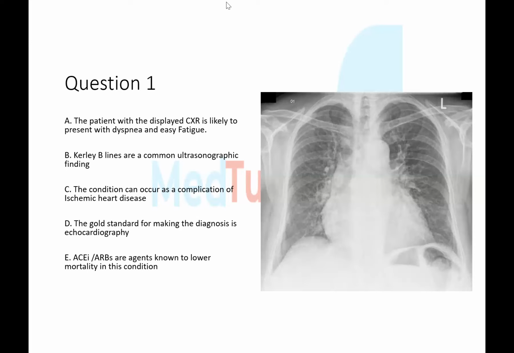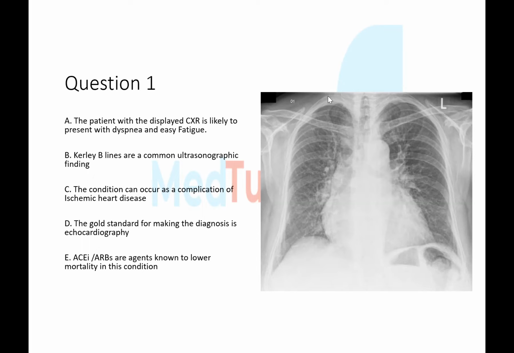So if you look at the options, it says the patient with the displayed chest X-ray is likely to present with dyspnea and easy fatigability. So that will be correct. Kerley B lines are a common sonographic finding. Well, not that we can find it on ultrasound, but it's better seen on chest X-ray. So that option will be incorrect.